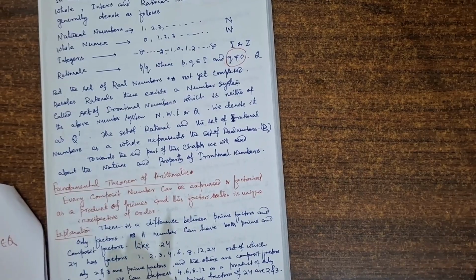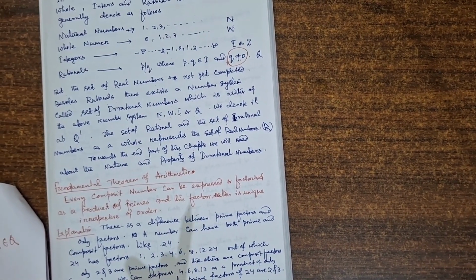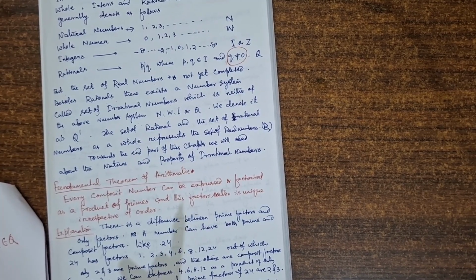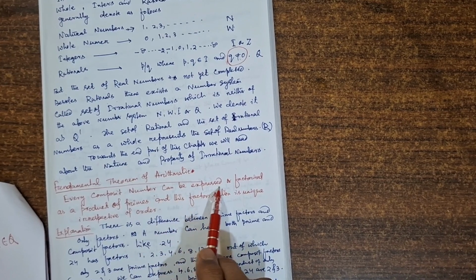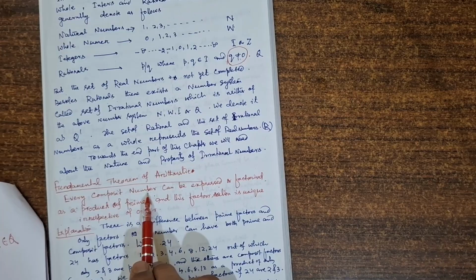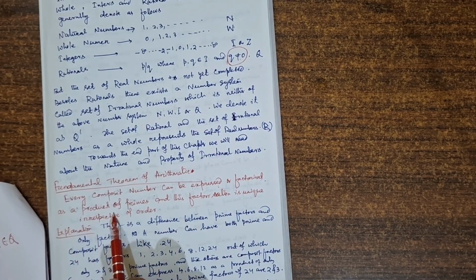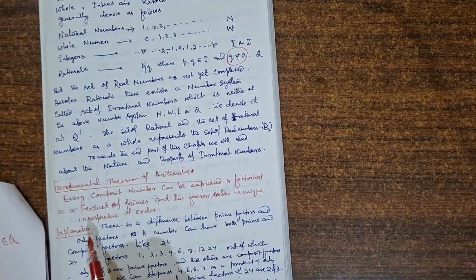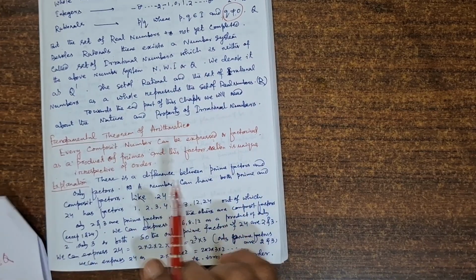Now let us study a very important theorem of mathematics, known as the fundamental theorem of arithmetic. Every composite number can be expressed or factorized as a product of primes, and the factorization is unique irrespective of order. How will I explain this theorem?